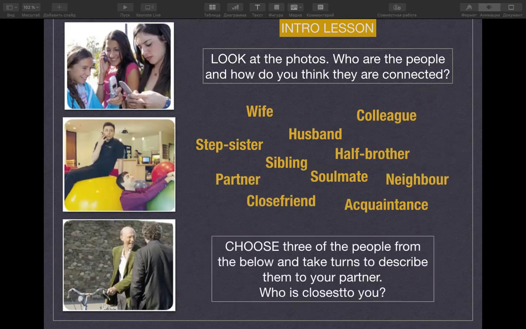And choose 3 of the people from the above and take turns to describe them to a partner who is the closest to you. Okay, I don't have a wife, I have got no stepsister, I have got no partner. Okay, let's speak about my neighbor. I can't say that my neighbor is the closest person to me, but she's a very good girl. She is very supportive and very friendly, and it is always pleasant to talk to her.